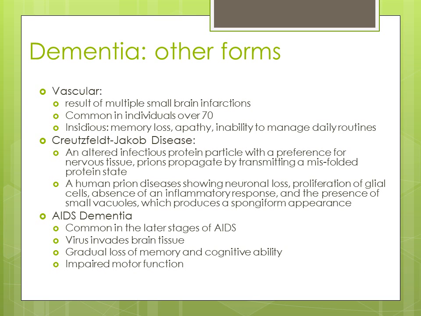Other forms of dementia, you can have vascular dementia, and this is just due to some small infarcts in the brain. You can also have Creutzfeldt-Jakob disease. This is a prion disease. And then last, you can have AIDS dementia, and this occurs in the later stages of AIDS, and it's basically when the virus invades the brain tissue, and you'll have a gradual loss of memory and impaired motor function.